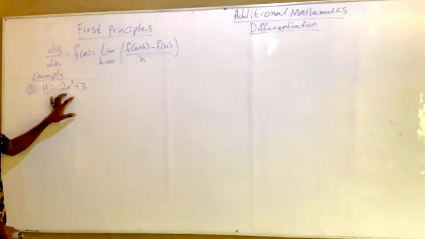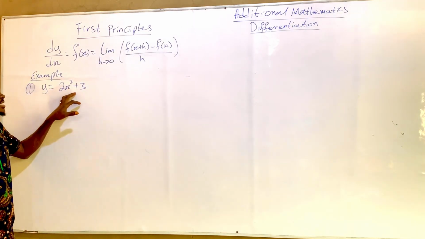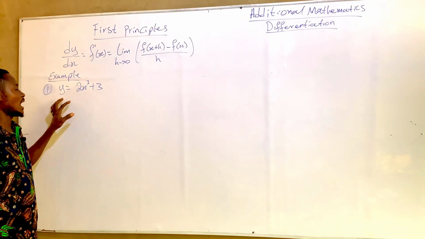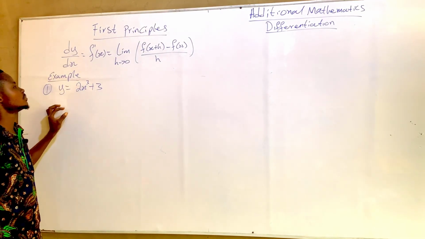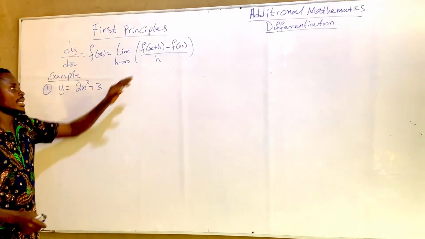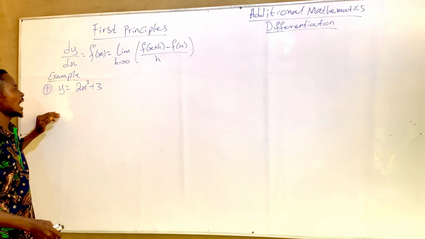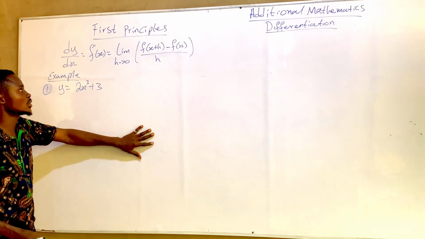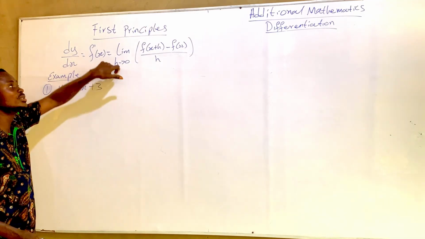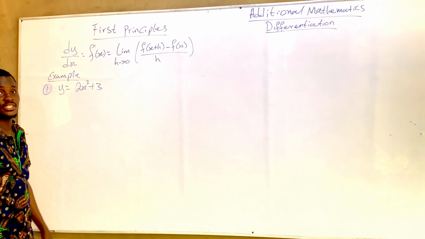This is a function given to you. What it means is that wherever you see x in the function given to you, you substitute x plus h over there. After you are done with the substitution, then you subtract the same function again from it, all over h. Now, h approaches 0 means that in your final solution, wherever you see h, you substitute 0, and then you find your differentiation.